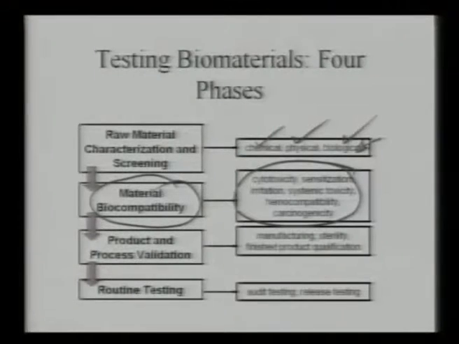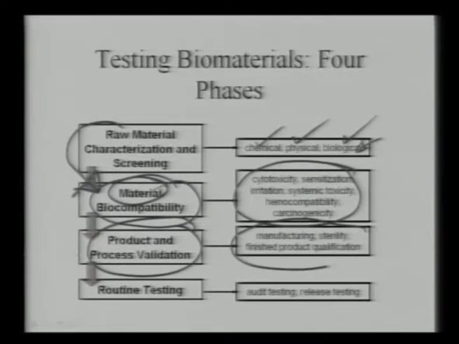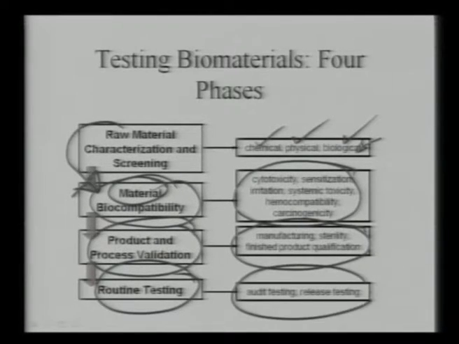Carcinogenicity means cancer level toxicity, or whether it can potentially cause cancer. Now, product and process validation means the way you prepare this biomaterial, right from your raw material. That is important, and that depends on the manufacturing, sterility, finished product, etc. And routine testing means all the ISO standard testings.